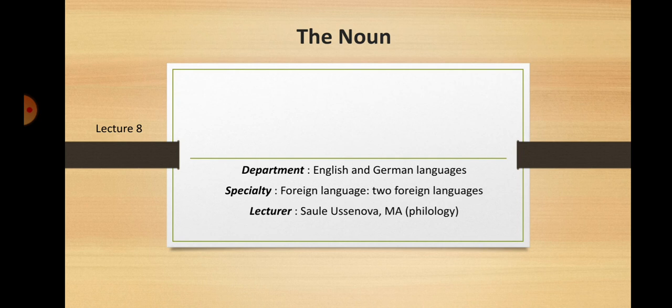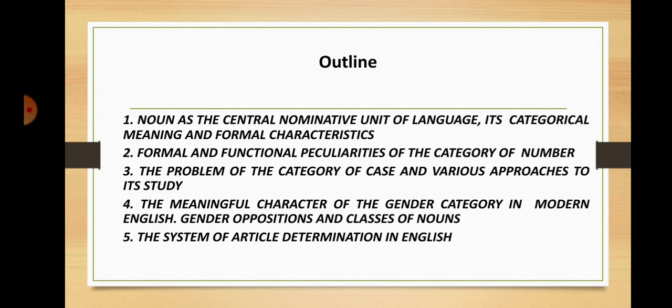The theme of this lecture is the noun. The outline includes the following points. Noun as the central nominative unit of language, its categorical meaning and formal characteristics. Next, formal and functional peculiarities of the category of number. After that, we will dwell on the problem of the category of case and various approaches to its study. Then we'll discuss the meaningful character of the gender category in modern English, gender oppositions and classes of nouns. And we'll finish the lecture with the system of article determination in English.